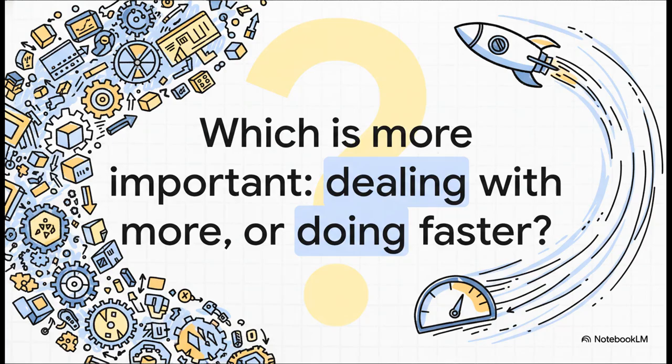And that really brings us to a final kind of philosophical question. We've seen that one approach is all about managing complexity, and the other is about pure raw speed. So, as our world just keeps getting more and more complex, what do you think is going to be more important? Our ability to deal with more and more things at once, or our ability to actually do those things faster? It's definitely something to chew on the next time you're staring at a loading bar, wishing your computer would just hurry up.